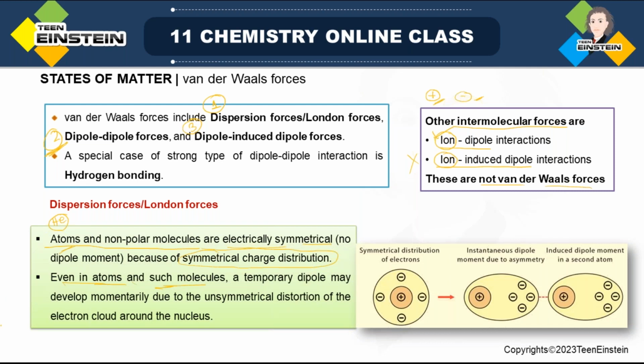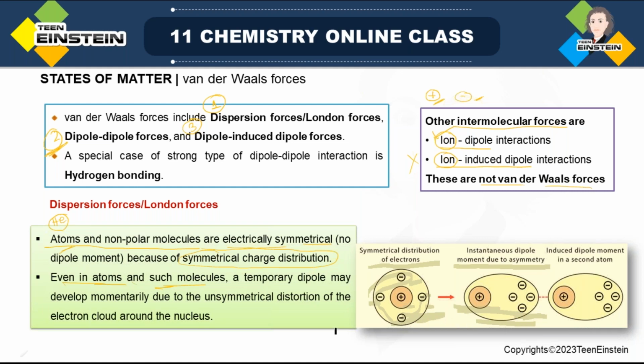So see, symmetrical distribution of electrons. Suppose it is a particular atom. All these are symmetrical, right? But then there is an instantaneous dipole moment due to asymmetry. So now it is instantaneous, that is quick. Now what is happening? All these negative charges are on the right hand side, and positive charge is on the left hand side. So though it is symmetrical, in the second case, as if now there is some polarity generated temporarily.